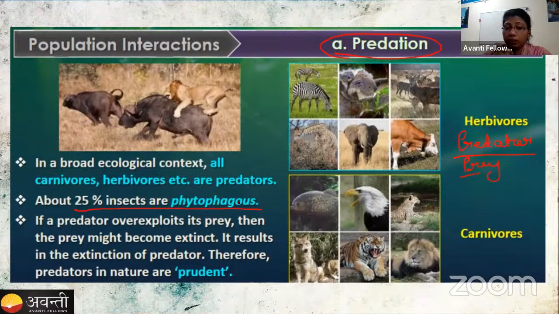So if a predator keeps on exploiting its prey, then a time comes when the prey becomes completely extinct, right? See, suppose the lion only likes the flavor of cattle. Let's take an example that we have several kinds of species as prey. Deer is there, cattle is there, pig is there. But the lion only likes the flavor of cattle. So every time it went for a hunt, it always went for the cattle. It is not going for the deer or the pig. It is always going for the cattle.